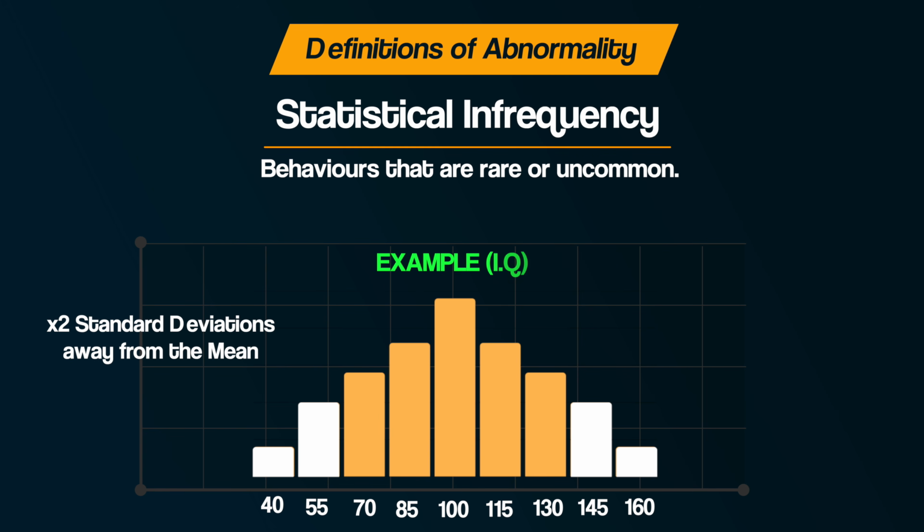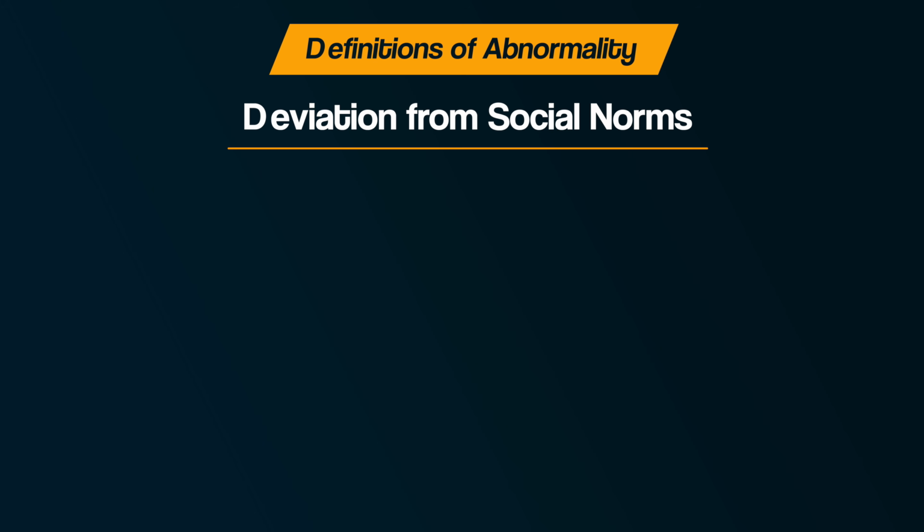For example, IQ, the average is 100, so to have an IQ of below 70 or above 130 would be statistically infrequent. Next, deviation from social norms. Write down now how someone could be defined as abnormal according to this definition and give an example.